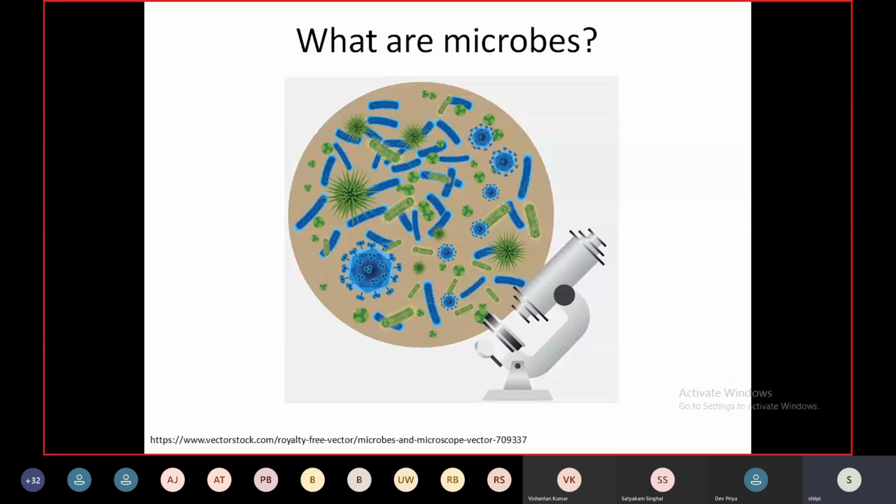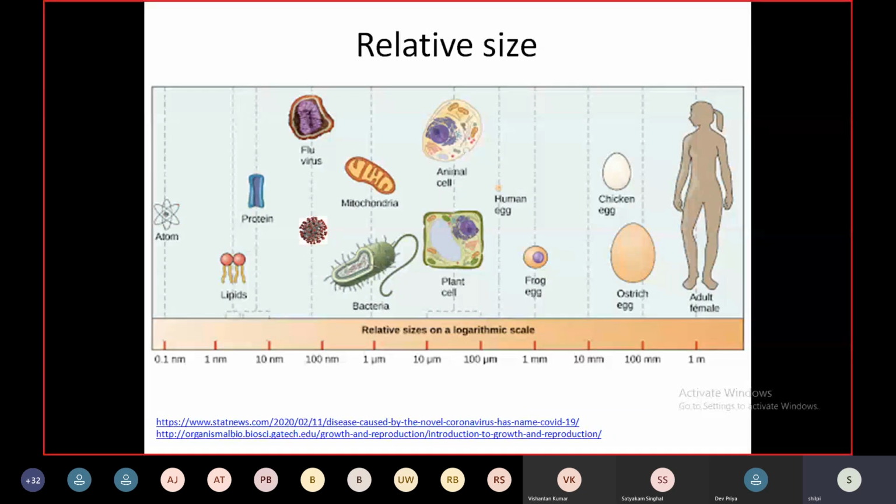Now, when we say that microbes are microscopic, where exactly do they stand in terms of their size? Here is a comparative scale. And you can see that a typical bacterial cell actually is smaller than a plant or an animal cell and slightly larger than some of the biomolecules like proteins or lipids. In fact, if you notice, a bacterium is approximately the size of a mitochondrion. What is a mitochondria?